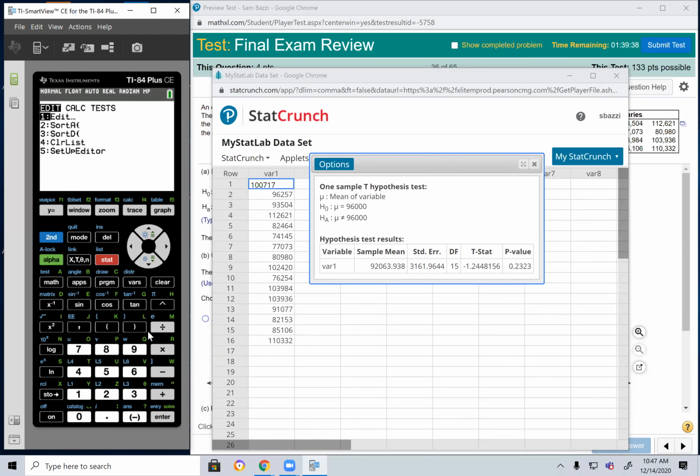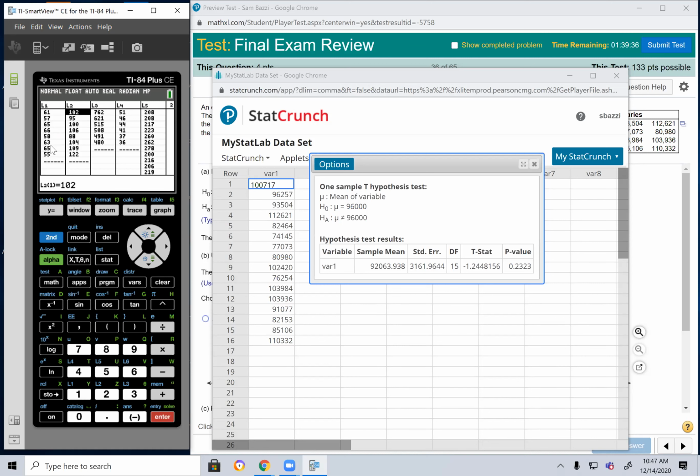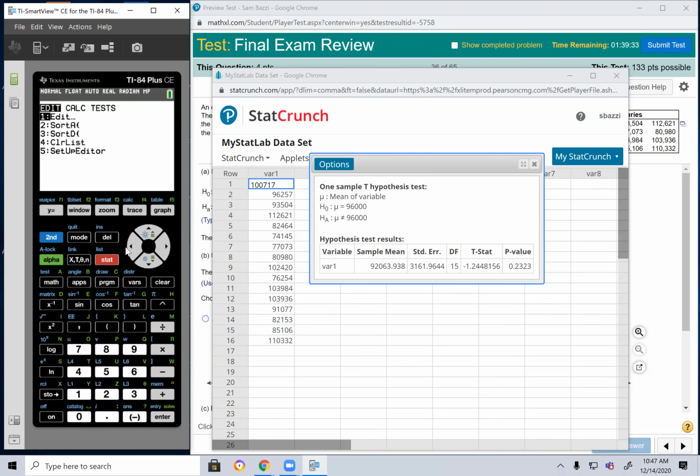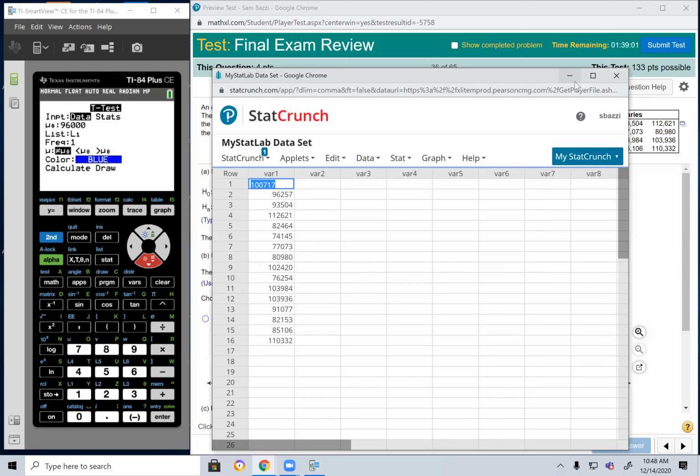You go to stat, edit, you put your data in L1 first, and then after that you go to stat, tests, t-test, go to data, and put the 96,000 here. Select your data. Is it in L1? Make sure to select L1 and not equal. We're doing equal and not equal, and then hit calculate. Well, I'm not going to hit calculate because I didn't put the data in there. So it's easier to use StatCrunch here. Negative 1.244 and the p-value is 0.233.